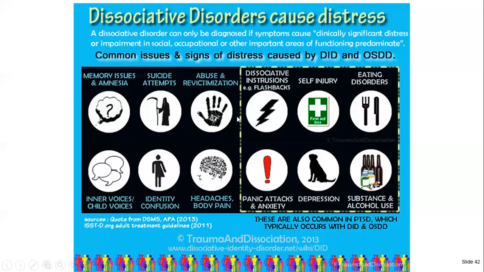So what are the other features they mentioned? Intrusions, flashbacks, and self-injury. They have a chance of self-injury. Eating disorders are somewhat common. Panic attacks and anxiety are common. They may undergo depression or become addicted to substances or alcohol. All of these signs and symptoms are also common in post-traumatic stress disorder, which typically occurs with dissociative disorder.